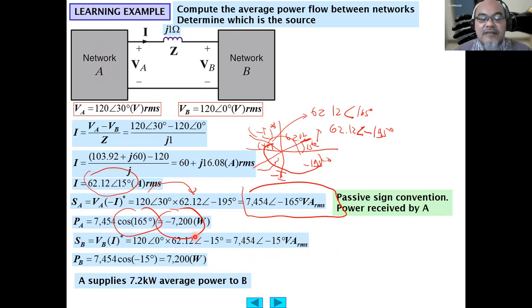Oh, sorry, the other way around. A is supplying power, B is absorbing power. According to the power sign convention, if the power is positive, it means it is absorbing or dissipating power. When the sign is negative, it means it is supplying power to the other network.